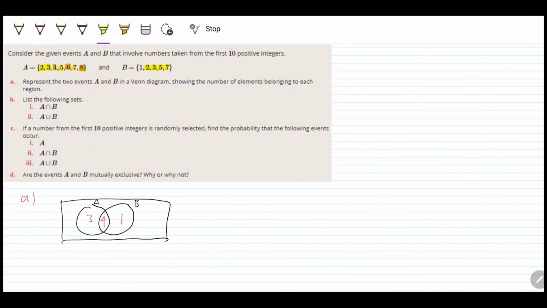Now remember, the question asked us about the first 10 positive integers. So that means we're missing the numbers 9 and 10. So everything that doesn't belong will be 9 and 10. So that'll be 2 remaining.